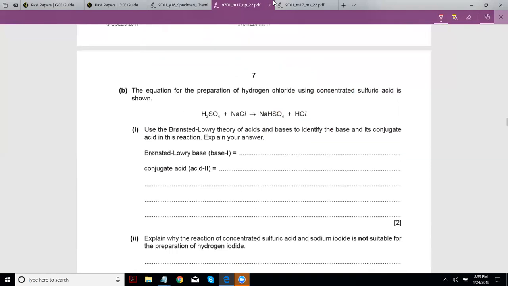So the equation for the preparation of hydrogen chloride using concentrated sulfuric acid is shown.